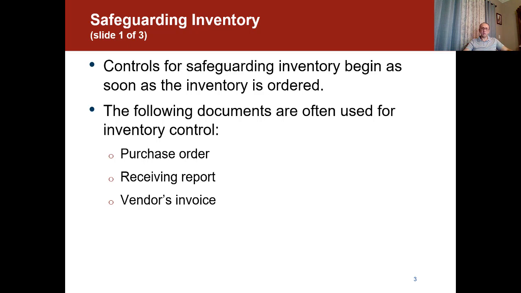And then another document is the receiving report. This is the document that's prepared whenever we receive the items. The whole purpose of this report is to have a specific list of the items received from the vendor, with their descriptions and quantities. And then finally, we have the vendor's invoice. This is a document that's typically sent by the vendor or the supplier with the items delivered.